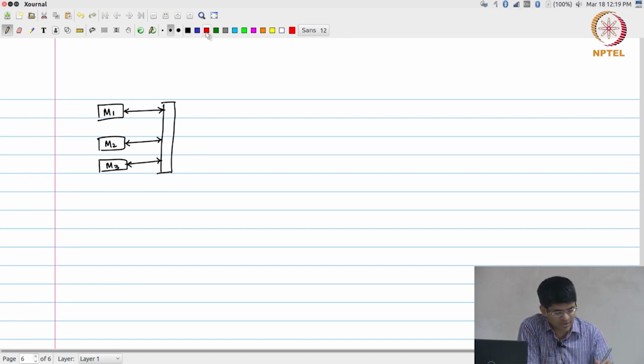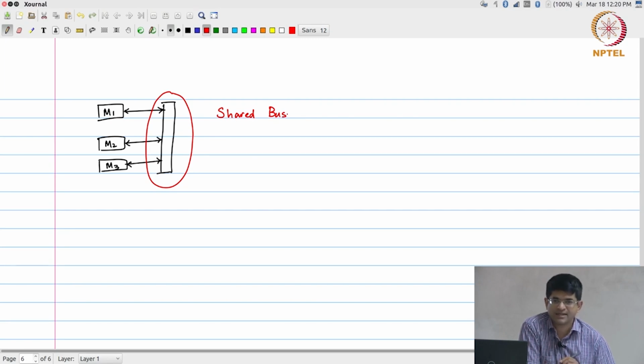Okay. So, this part of it becomes a shared bus, okay, which can then set up communications between each of these pairs as required. Okay. So, now there is a little bit of terminology that comes up over here that is worth explaining.